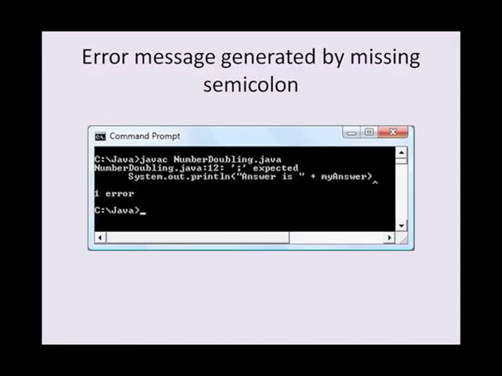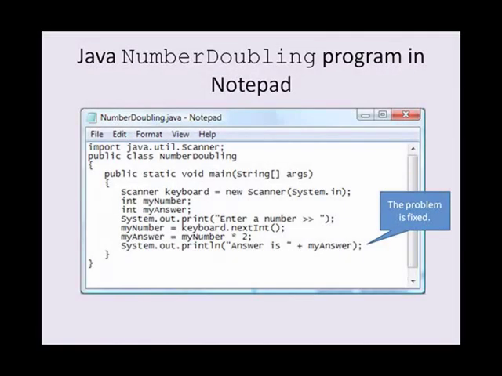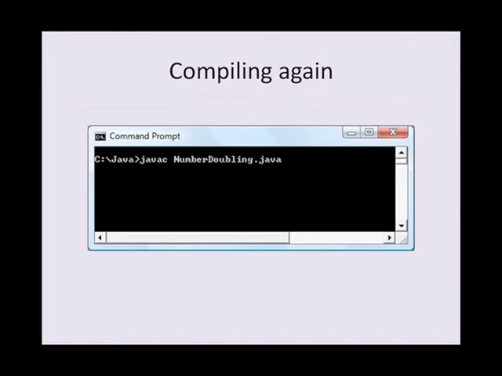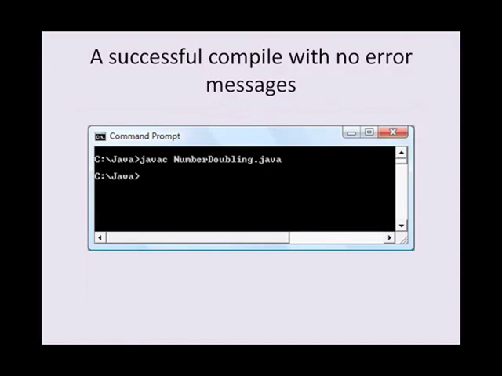If you understand this error message, you can go back into your program and add the semicolon, and now the problem is fixed. You might then return to the command prompt, type the compiling statement again, press Enter, and this time there are no error messages, and you have a successful compile of the program. The program has successfully been translated into machine language.